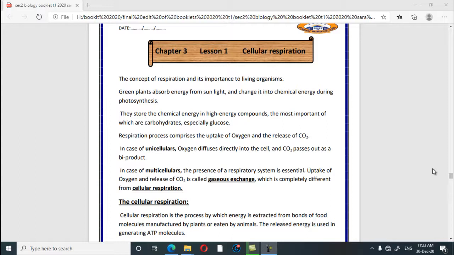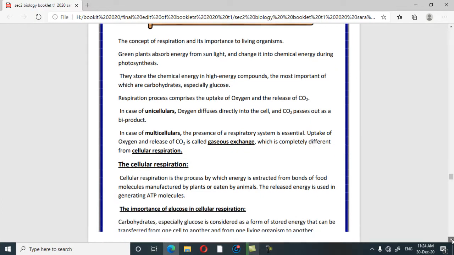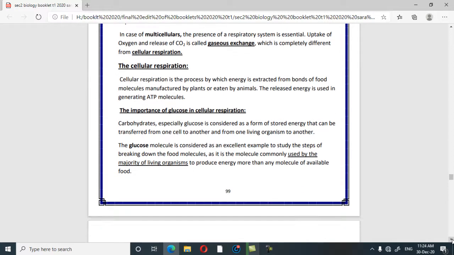Hello, secondary 2 students. Today we will talk about cellular respiration. But first we have to know the difference between gas exchange and cellular respiration. Gas exchange means exchange between oxygen and carbon dioxide without oxidizing or using the oxygen to make anything inside the cell, just an exchange of the gases.